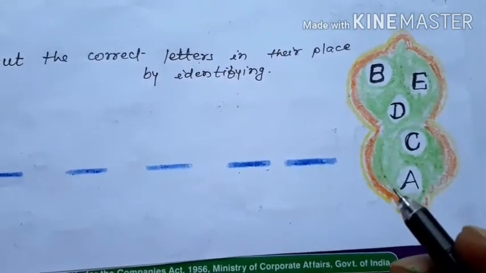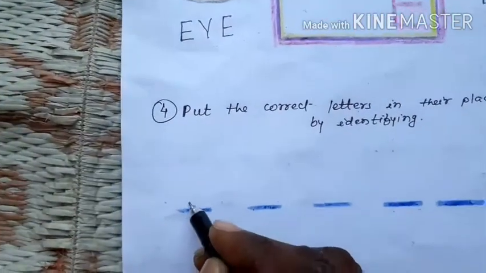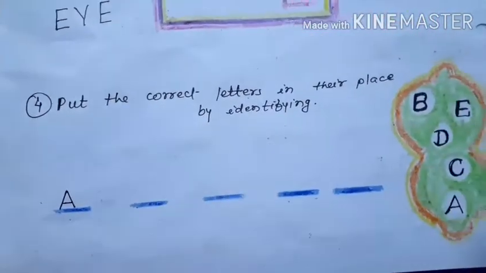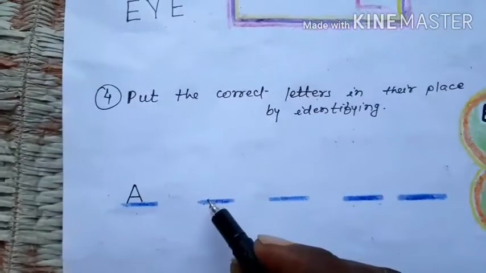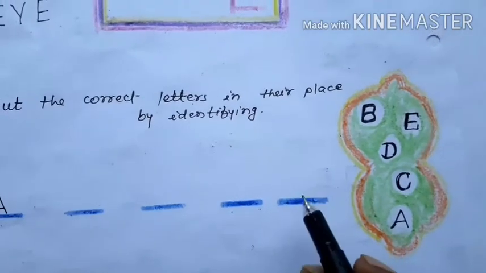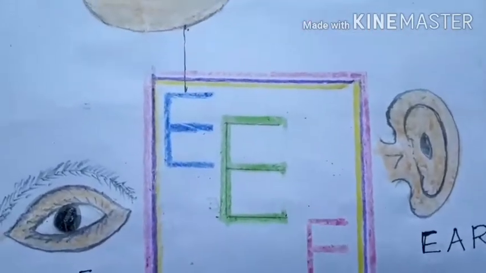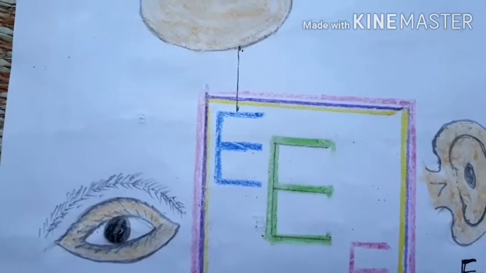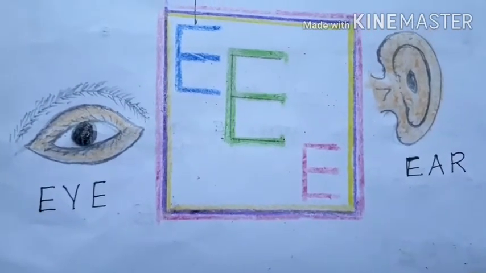Now we know that first we start from A, then we have to put A. Now in this way, now they have to select B, after A B, then they put B. Now C, D, E. In this way they have to complete this activity. This activity helps children to make better understanding, to identify letters with their pictures.